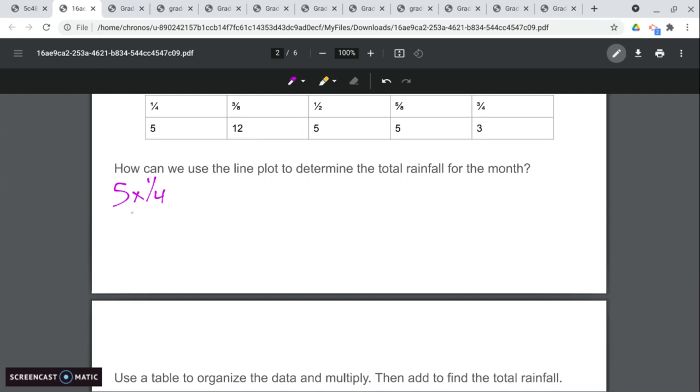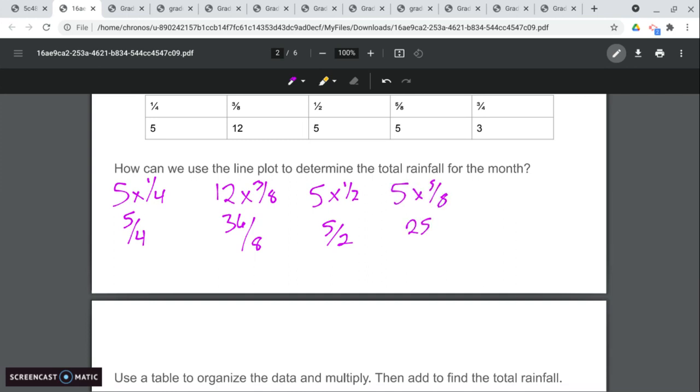So 5 times 1 is 5/4. We have 12 times 3/8. 12 times 3 is 36. So this is 36/8. We have 5 times 1/2. So that's 5/2. We have 5 times 5/8, which is 25/8. Then we have 3 times 3/4, which is 9/4.